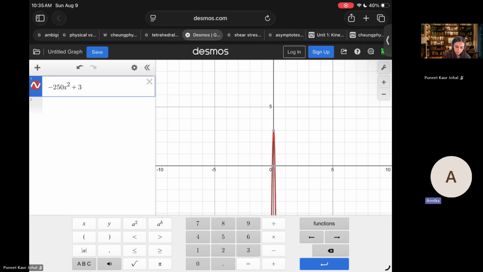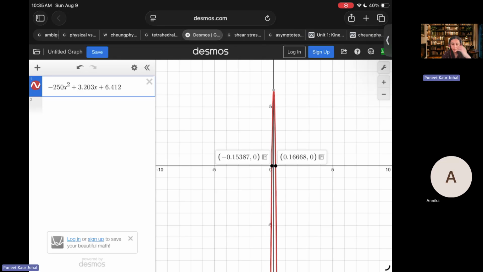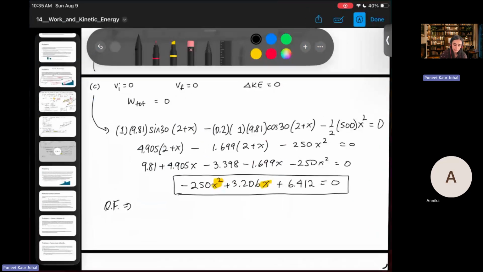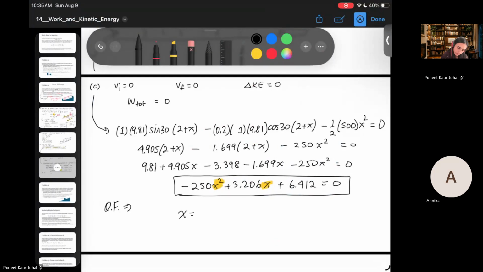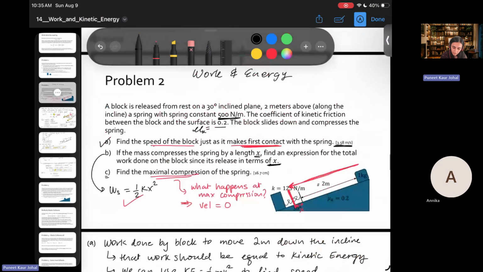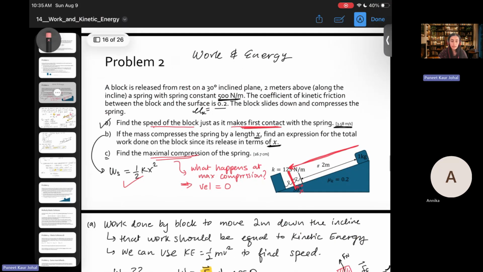There were two options for the quadratic, so I ignore the negative one. It's 0.1668, right? We will not use the negative one, so it makes sense to take the positive solution, 0.1668. If we wanted to round to centimeters, that's about 16.7 centimeters. Let's see. That is absolutely correct. Okay, awesome. That is perfect.